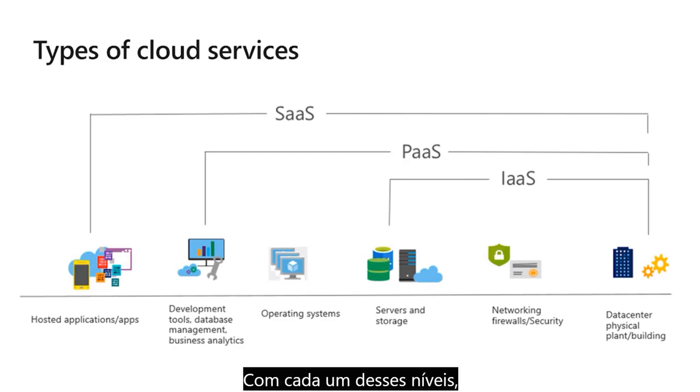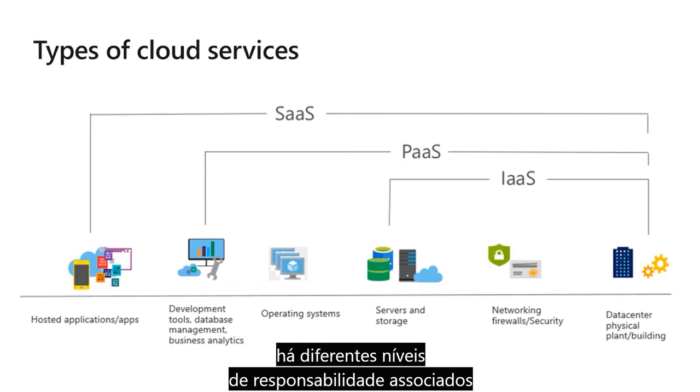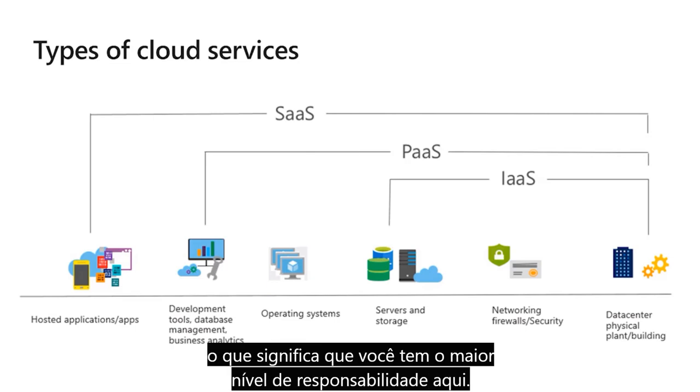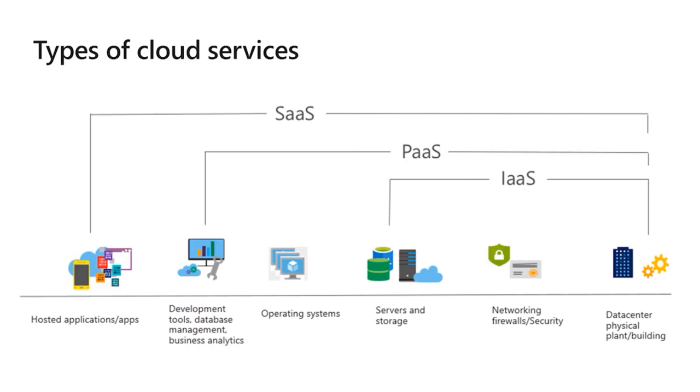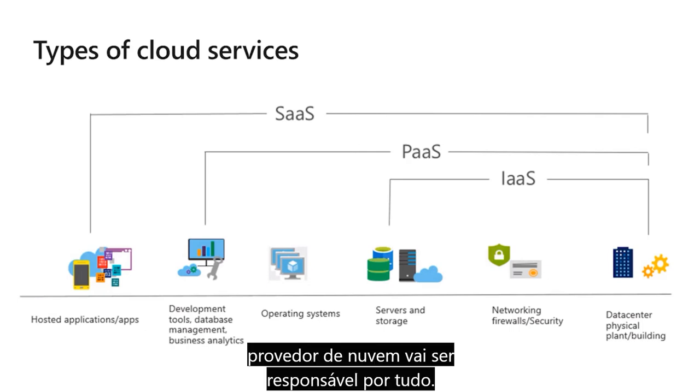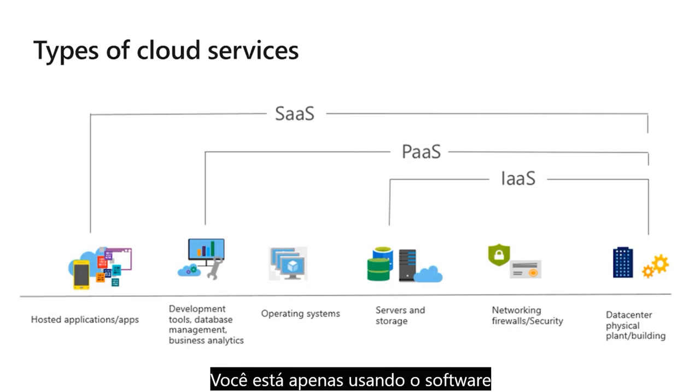So with each of these levels, there are varying levels of responsibility that come with them. Because infrastructure has the greatest flexibility, you have the greatest level of responsibility here. You're responsible for your operating systems, your data, and your applications. With PaaS, you're only responsible for the applications and the data that you're storing. And with SaaS, the cloud provider is going to be responsible for everything. You're just using the software, and you're managing who can use it.